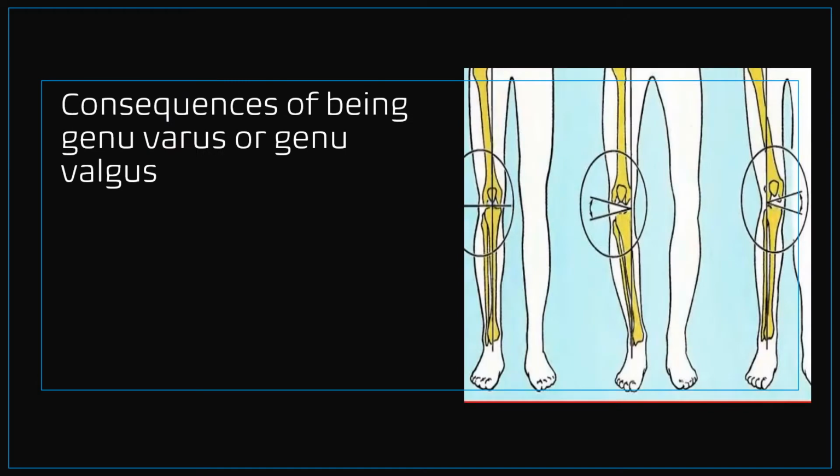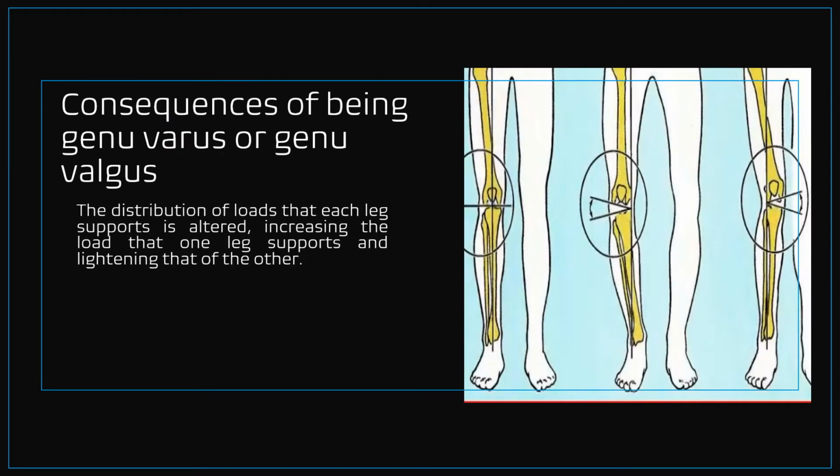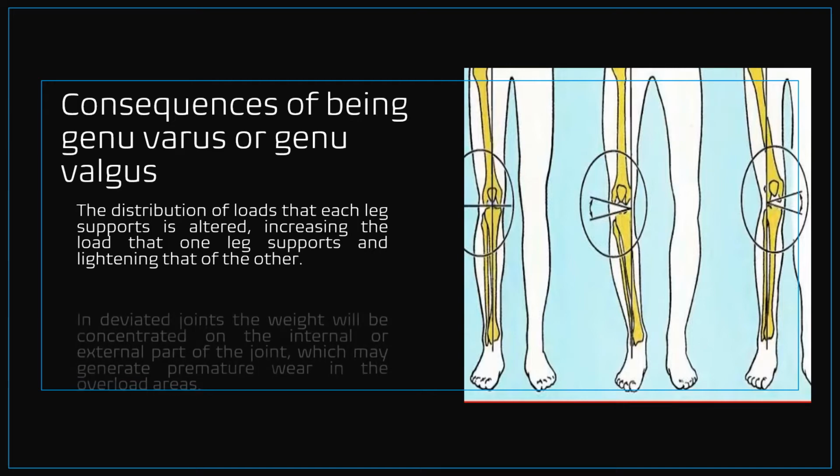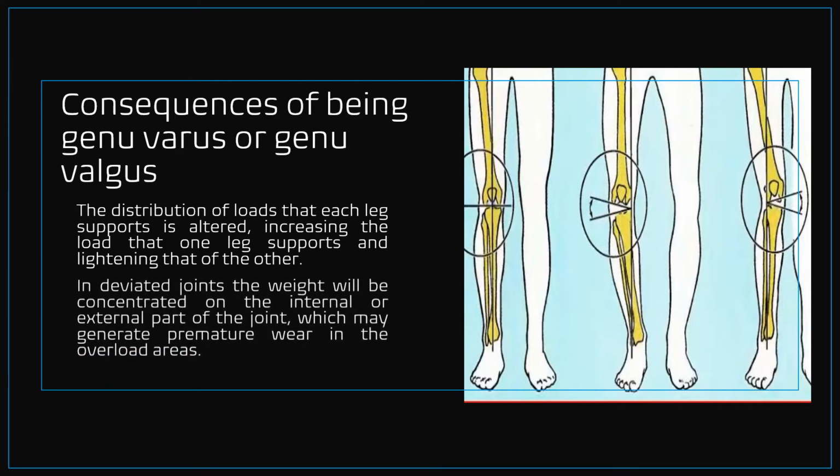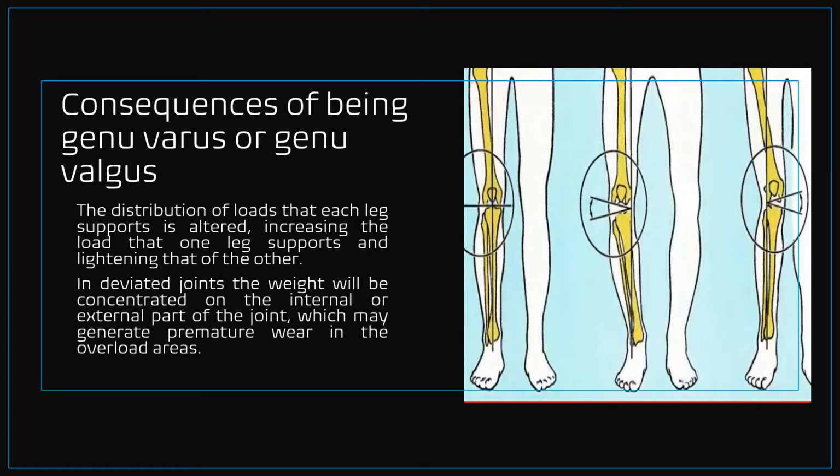Consequences of being genu-valgus or genu-varus. In legs with well-aligned axes, the distribution of loads occurs equally. That is, each leg supports approximately half of our body weight. However, when any of these alterations occurs, the distribution of load that each leg supports may be altered, increasing the load that one leg supports and lightening the other one.